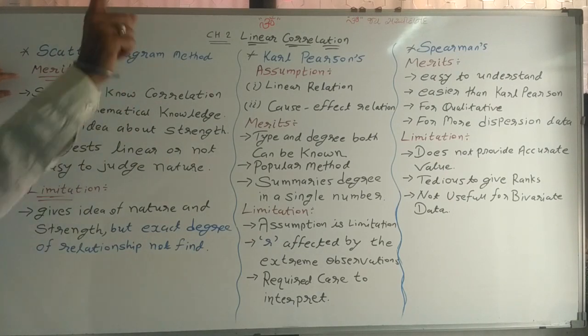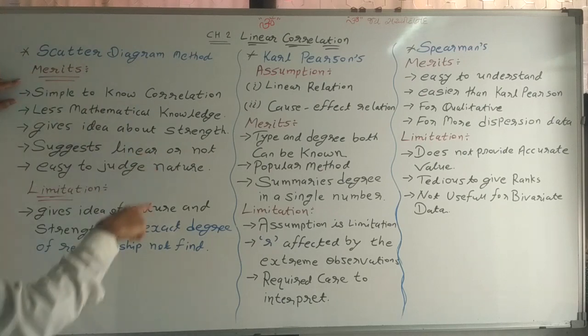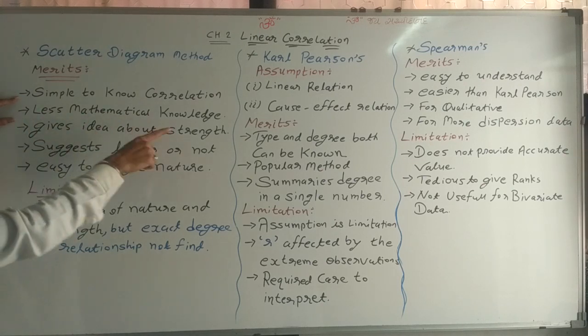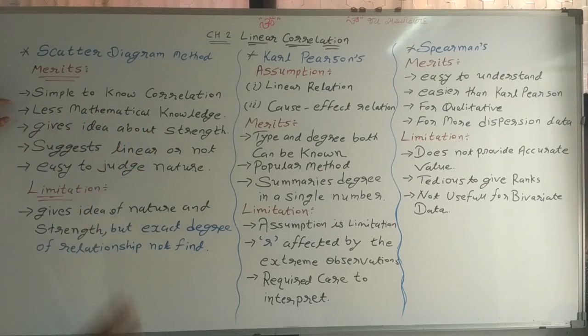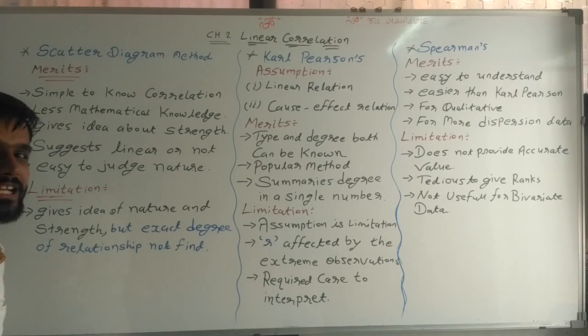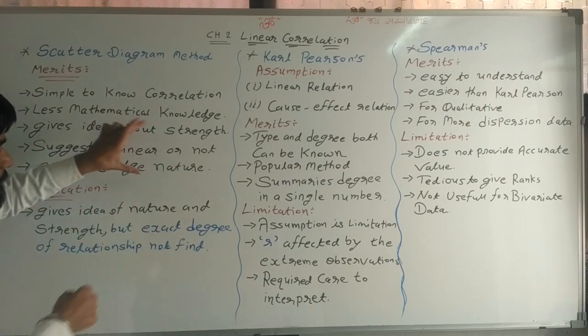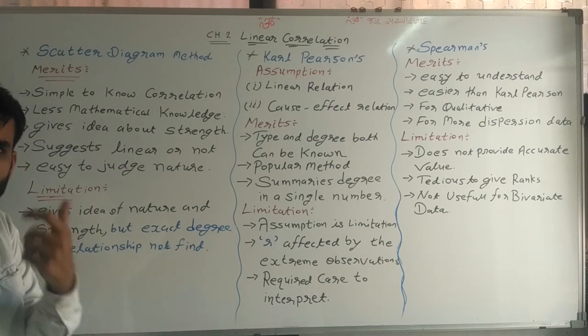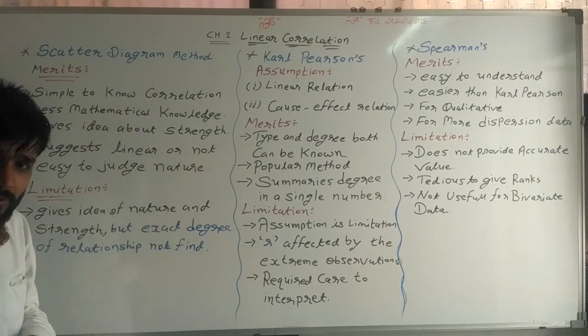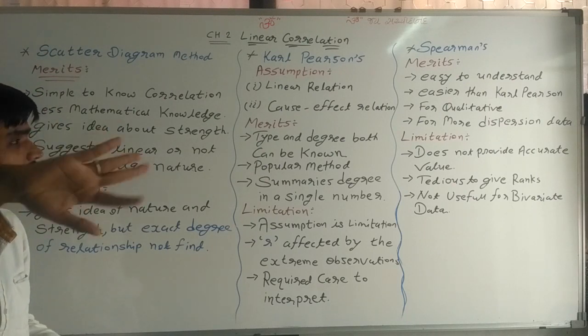Again I repeat. First merit, simple to know correlation. Second, less mathematical knowledge is required. Third, idea about strength as well as nature. Both are there. So two merits covered. Now, to get maximum marks in the examination, write different points. Make different points: to know strength, to know nature. But to remember, nature and strength.